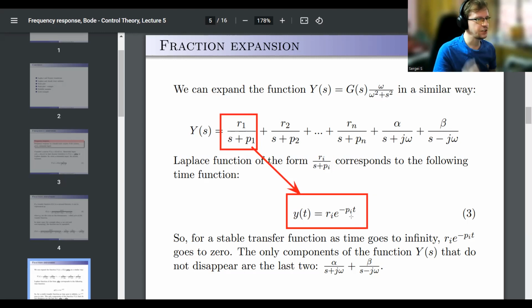Now, for a stable transfer function, where p in this formulation would be positive, this part would be negative. So this whole thing will go to 0 as time goes on. This whole thing will approach 0 as time goes to infinity. So this whole thing is transient. That is the whole point of doing this decomposition, was to see that this part is going to be a transient.